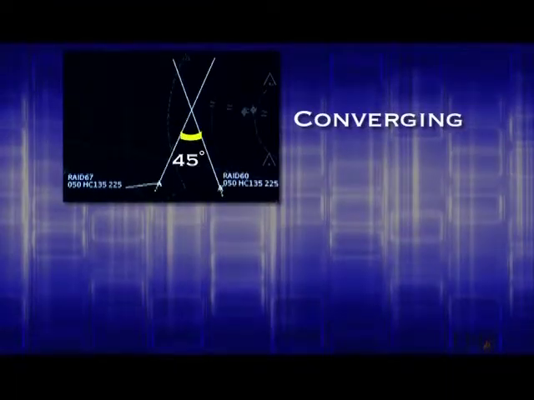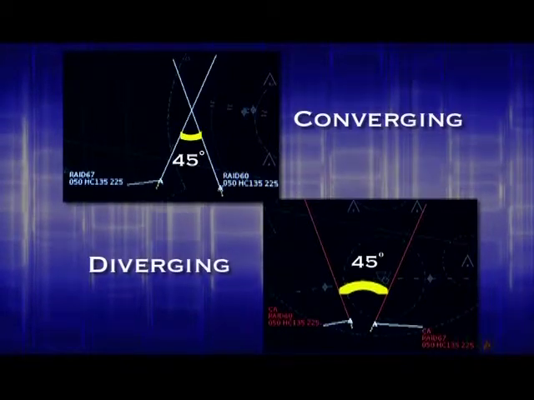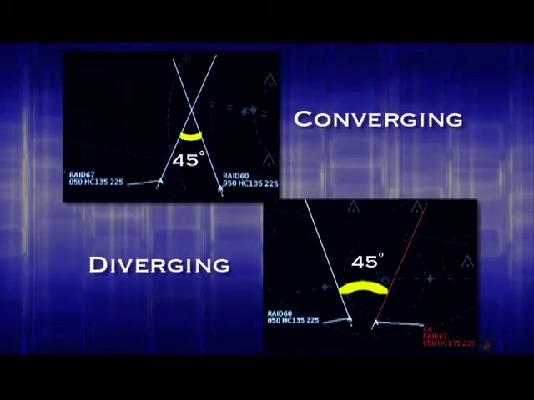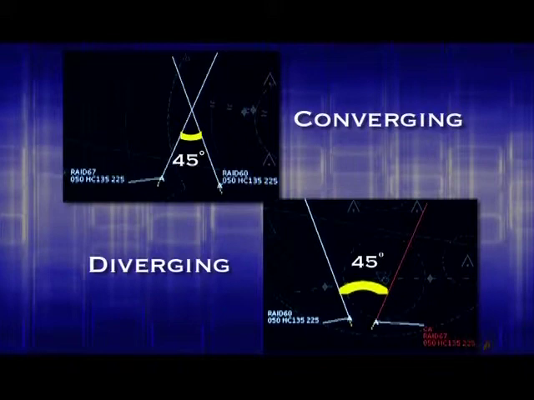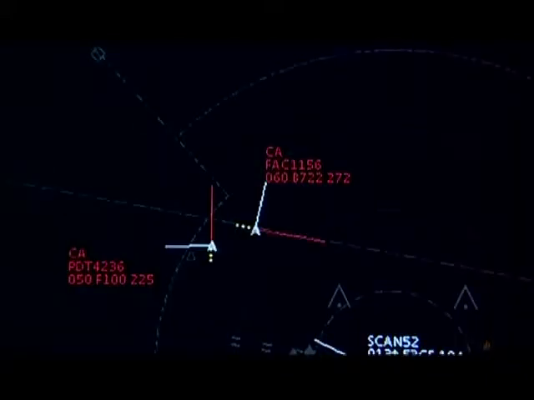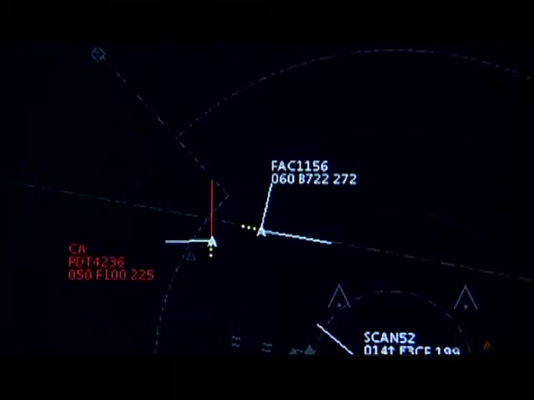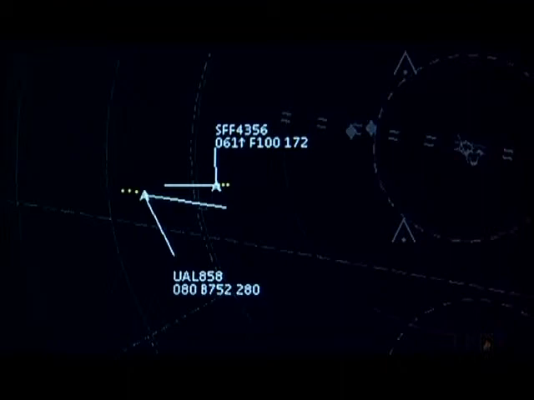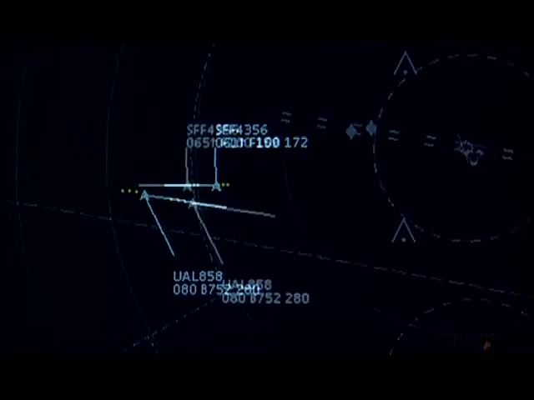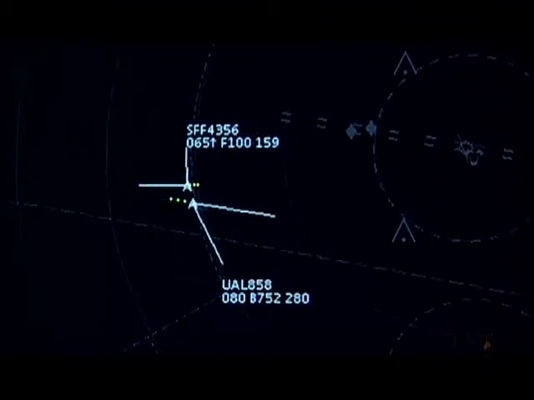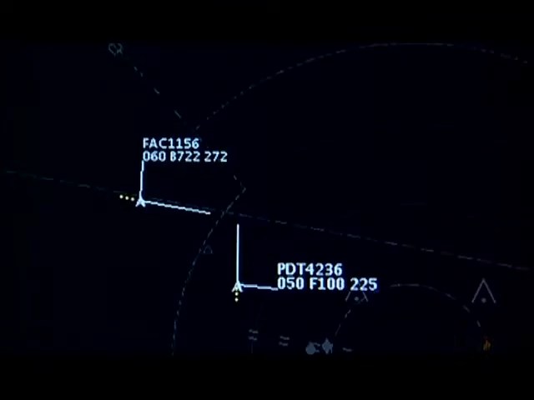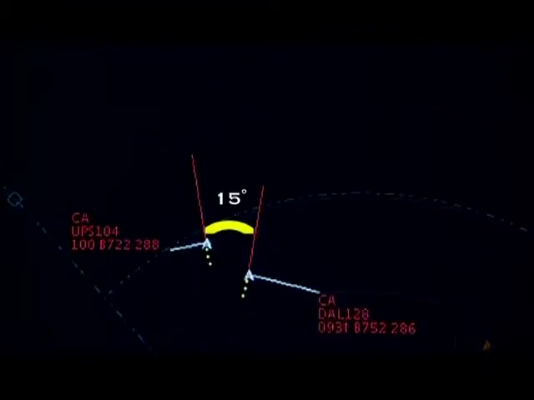These aircraft are converging, and these are diverging. These aircraft are diverging because they have passed each other. These are converging, and now they are diverging. These aircraft are converging, and these are diverging.